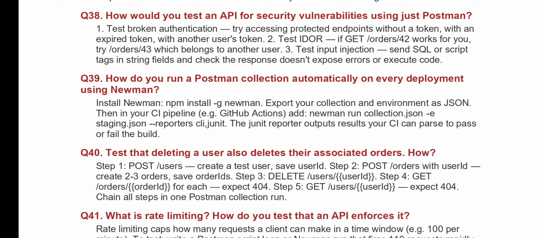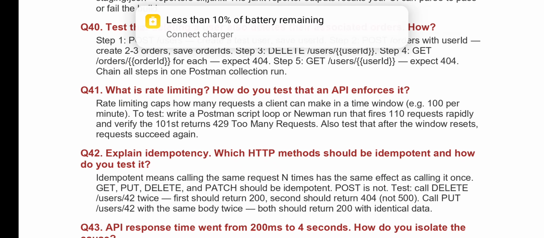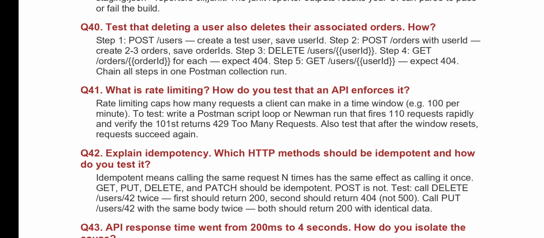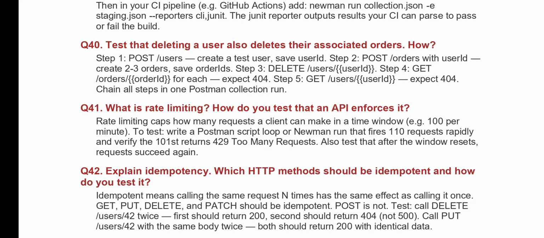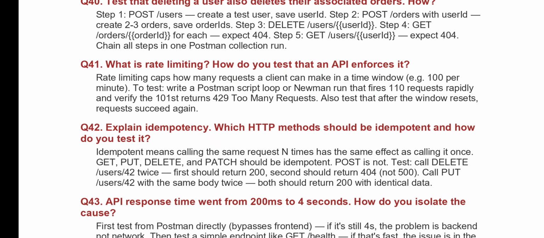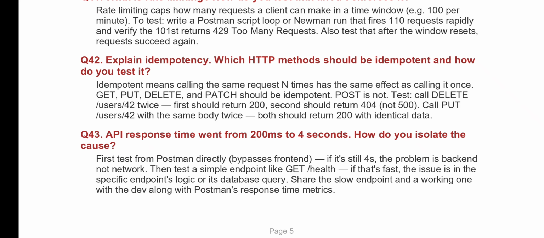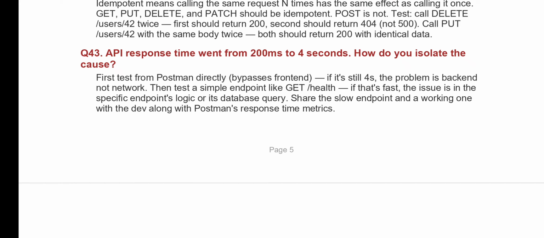How do you run a Postman collection automatically on every deployment using Newman? How would you test that deleting a user also deletes their associated orders? What is rate limiting? How do you test that an API enforces it? Explain idempotency. Which HTTP methods should be idempotent and how do you test it?